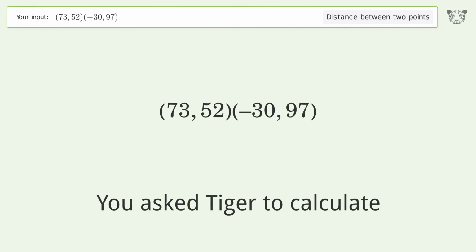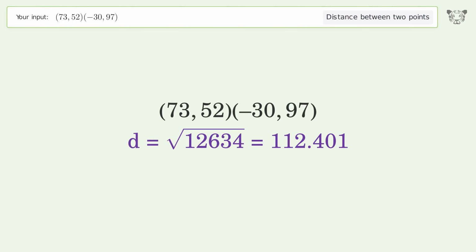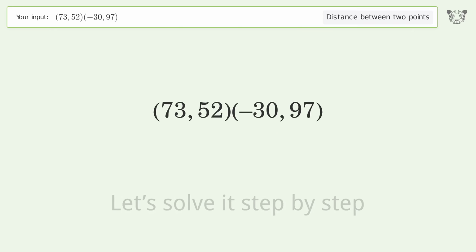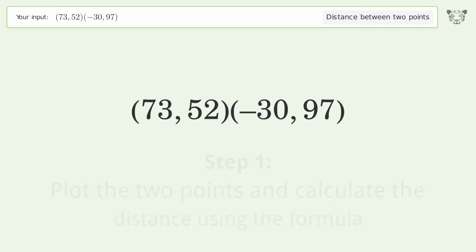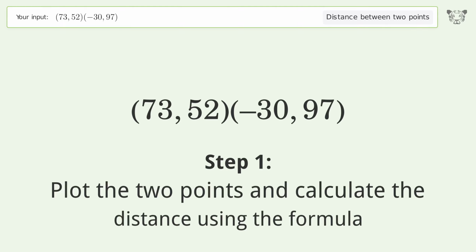You ask Tiger to calculate. This deals with the distance between 2 points. The distance between the 2 points is the square root of 12,634 or 112.401. Let's solve it step by step. Plot the 2 points and calculate the distance using the formula.